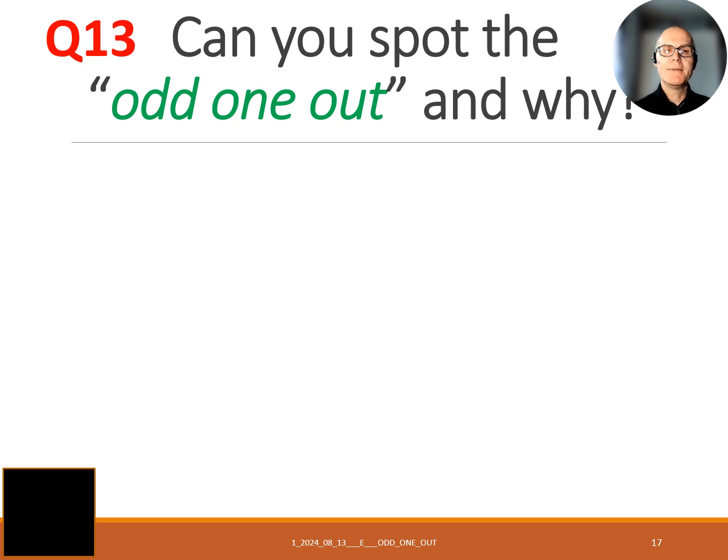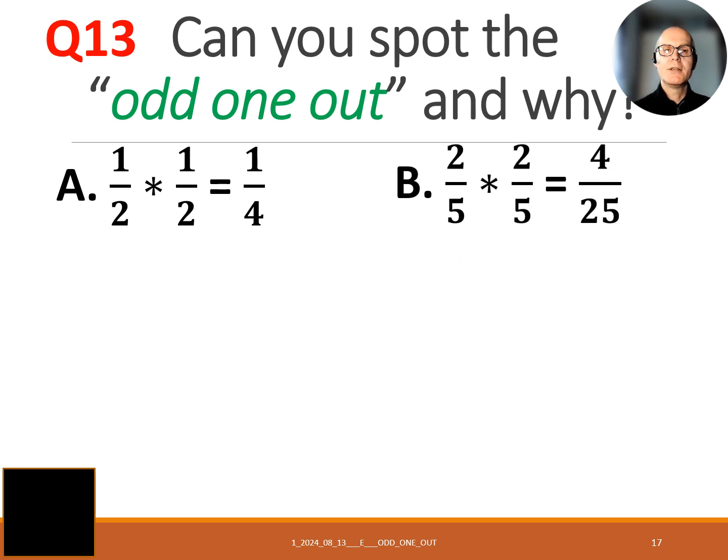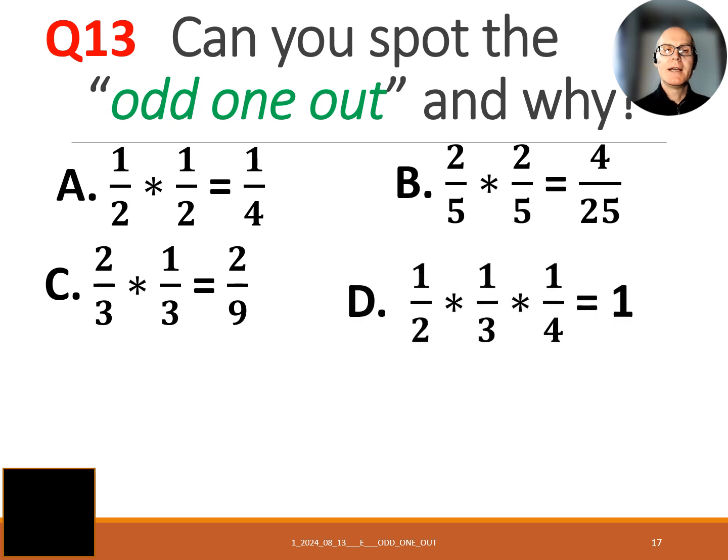Question 13. A half times a half equals a quarter. 2/5 times 2/5 equals 4/25. 2/3 times 1/3 equals 2/9. A half times a third times a quarter equals 1. What's the odd one out and why?